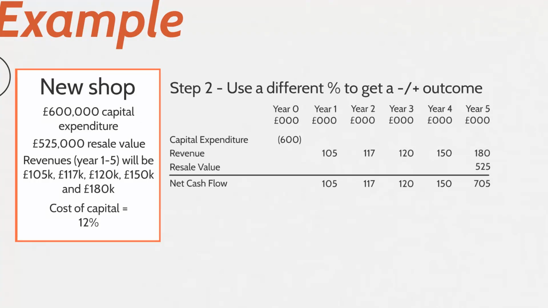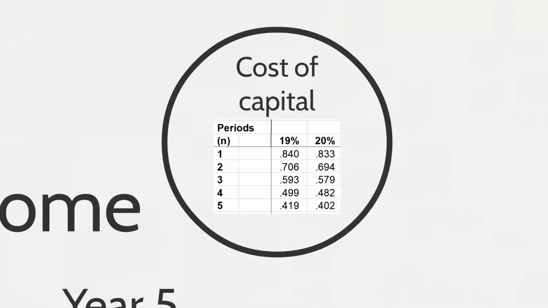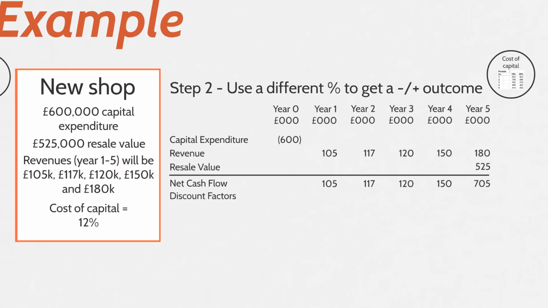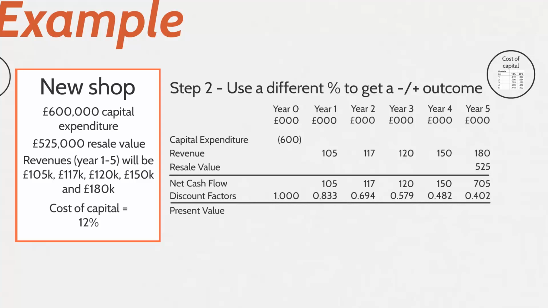And we've got the same amount of figures here for the net cash flow because everything is the same up until this point. Where the difference lies is in having a different cost of capital. So this time we have to use our 20% discount factors. So 0.833 for period 1, 0.694 for period 2, and so on. So we add in our new discount factors, and then we multiply that by the net cash flow to give us our new present values.